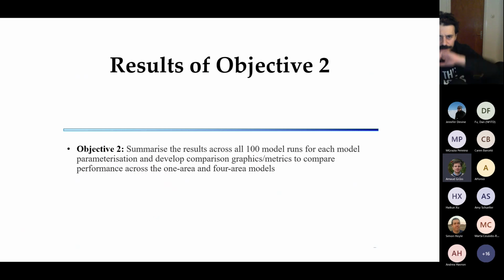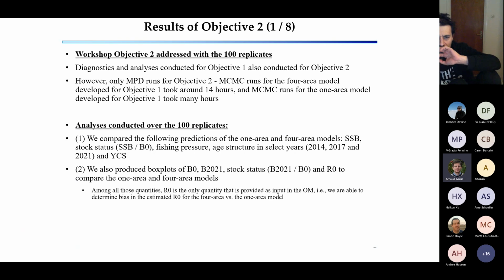So next, in terms of results for workshop Objective 2, we looked at the results across the 100 replicates predicted by the operating model, but this time we ran the CASAL assessment models, the 1-area and 4-area models, only in the MPD mode, because MCMC runs take a lot of time, so it was not doable to run MCMCs for workshop Objective 2.